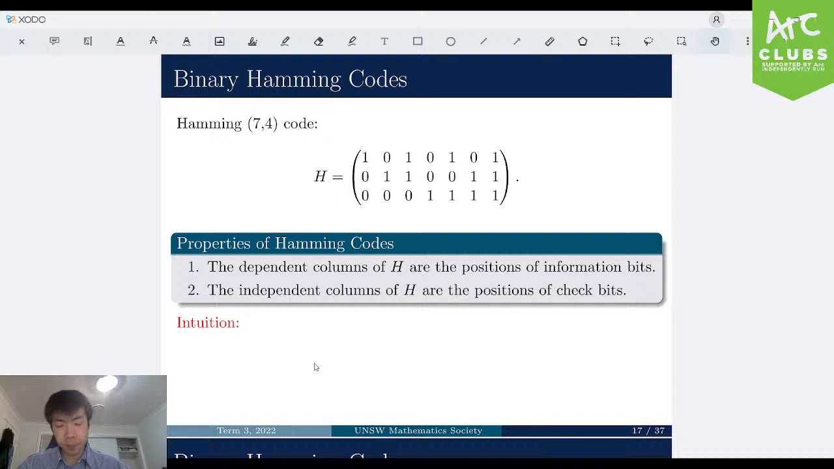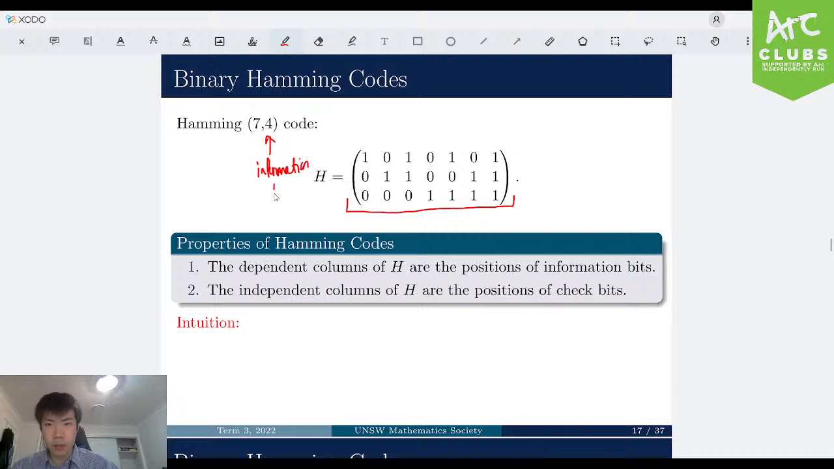And that is that the dependent columns of H are the positions of the information bits, and the independent columns of H are the positions of the check bits. What is the intuition behind this? Okay. Well, let's look at our H matrix here. Firstly, we know that by definition, there should be 4 information bits.